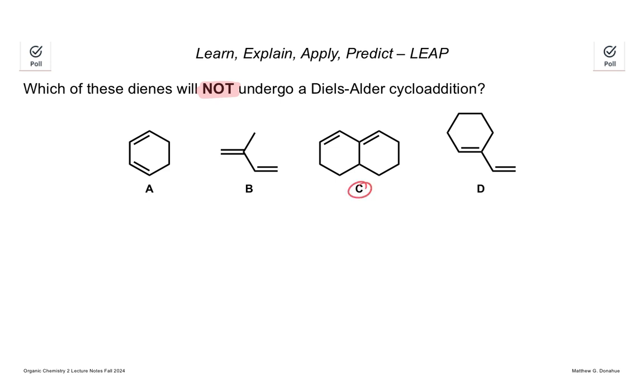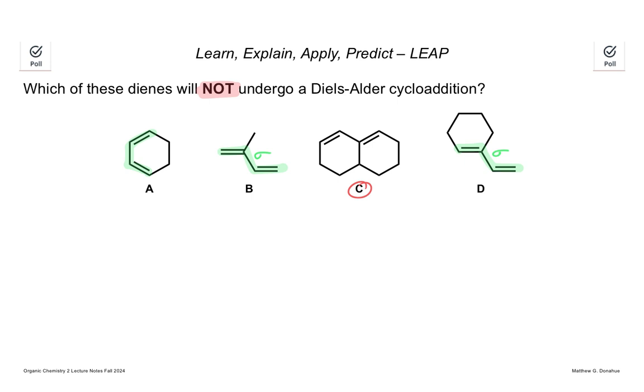So in A, there's your diene, it's locked in, so that's the S cis. Here's your diene in B. You still have a sigma bond that can rotate, so that can get into the S cis conformation. Same thing for D, there's your diene. This has a sigma bond that can rotate.